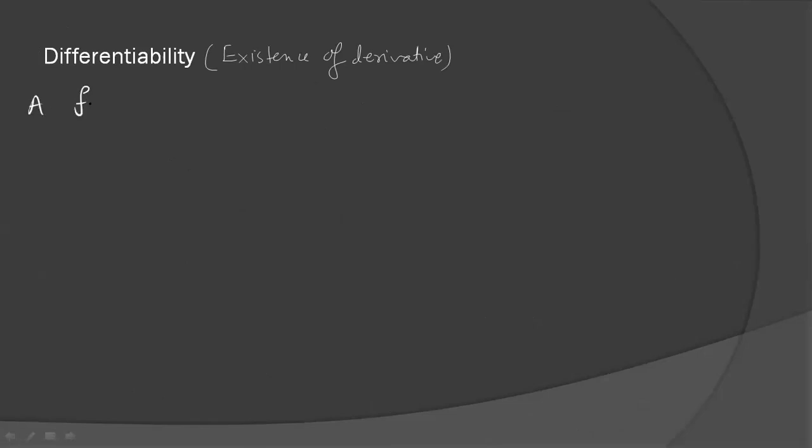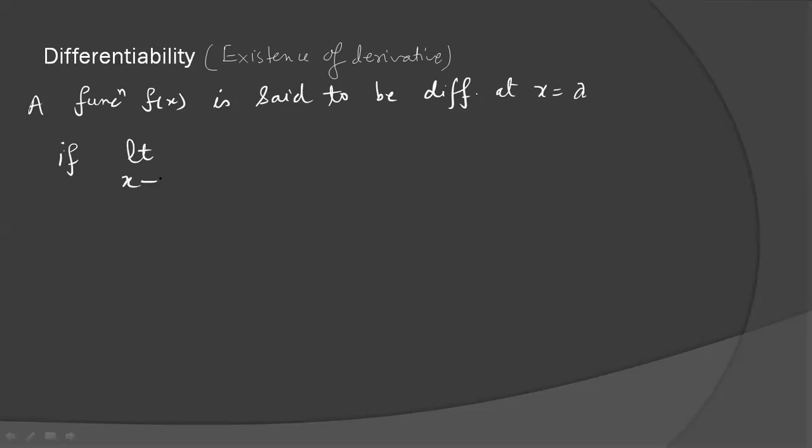A function f(x) is said to be differentiable at x equal to a if limit x tending to a, (f(x) minus f(a)) over (x minus a), exists and is finite. This is again a limit, so the left hand limit and right hand limit both must exist. In the case of derivative, these are called left hand derivative and right hand derivative.